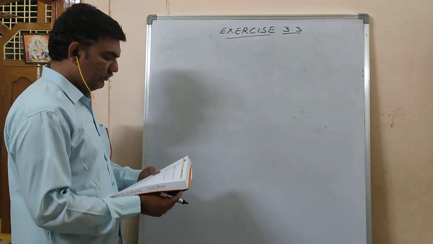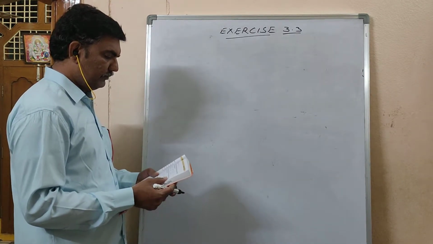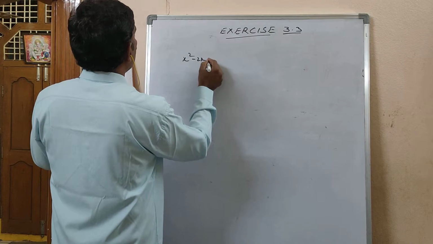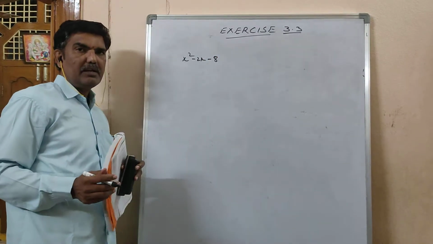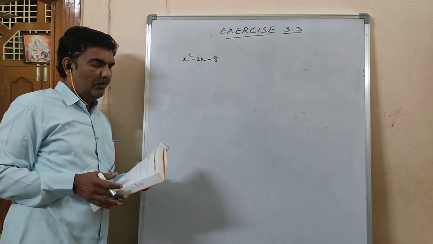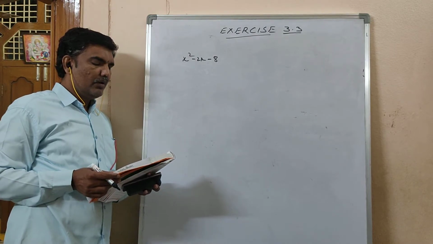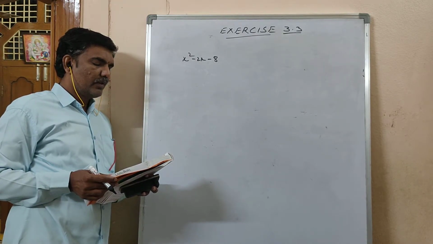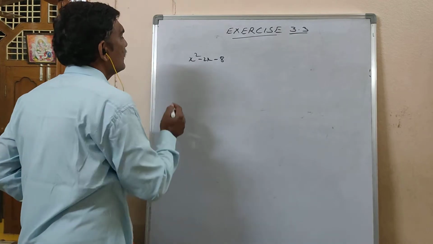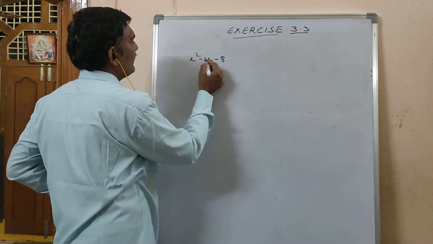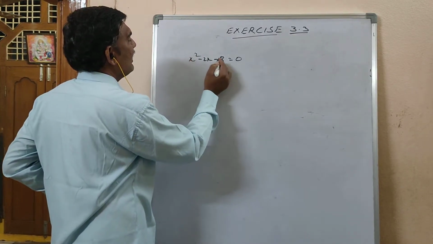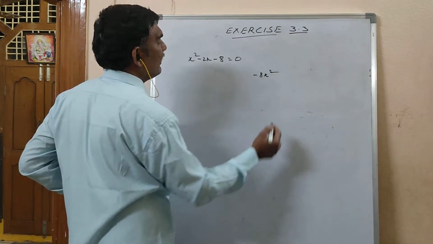Okay. Now, x square minus 2x minus 8. x square minus 2x minus 8. So this is one quadratic polynomial. What he is asking is to find the zeros of the following quadratic polynomial. First find the zeros, he is saying. So to find the zeros, what you have to do is first equate this with 0. First and last, if you multiply, you are getting minus 8x square.